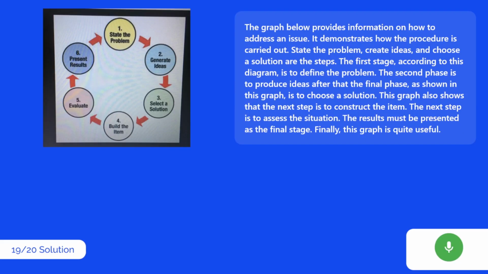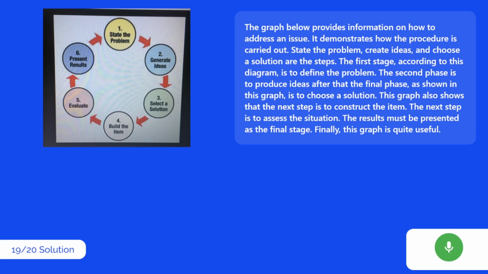The graph below provides information on how to address an issue. It demonstrates how the procedure is carried out. The steps are to state the problem, create ideas, and choose a solution. The first stage, according to this diagram, is to define the problem. The second phase is to produce ideas. After that, the final phase, as shown in this graph, is to choose a solution.